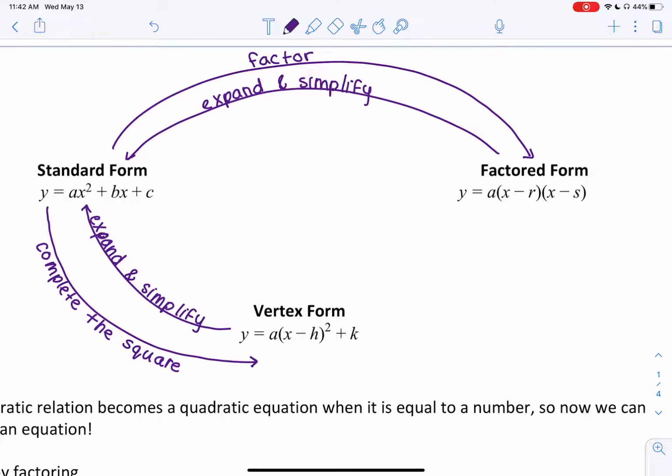Now, you're probably noticing going from vertex form to factored form, there's no real direct way to go from vertex form to factored form or factored form to vertex form. So usually if you want to go from vertex to factored or factored to vertex, you have to go through standard form.